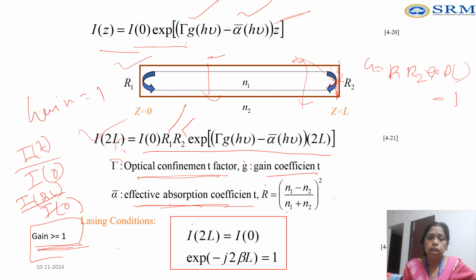So for achieving gain equal to 1, your I(2L) should be equal to I naught. When the gain is equal to 1, you are getting the same intensity as the initial one. Suppose one photon is generated; the same photon should come out from the device. So the gain should be equal to 1, and when I(2L) is equal to I naught, the phase is also equal to 1.